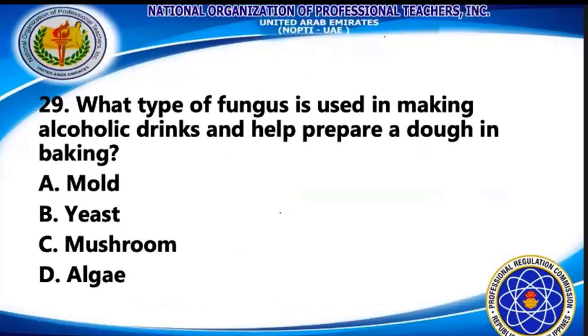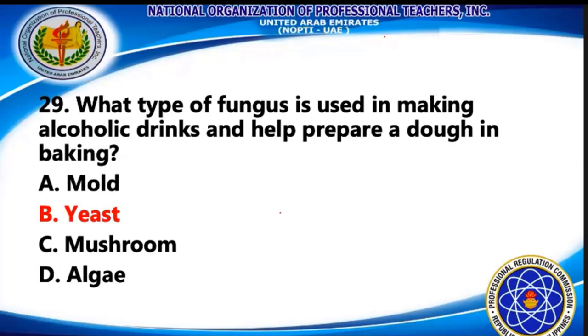What type of fungus is used in making alcoholic drinks and help prepare a dough in baking? Oh, sa mga nagbe-bake dyan, ano yung nilalagay nyo na pampaalsa? Diba, pag na-mix mo siya, you need to leave muna for a few minutes or 15 minutes or overnight. Tapos yung dough mo ay lalaki, aalsa siya. So, anong nilagay mo doon? So, we have yeast. Okay? Naglalagay tayo ng active yeast.